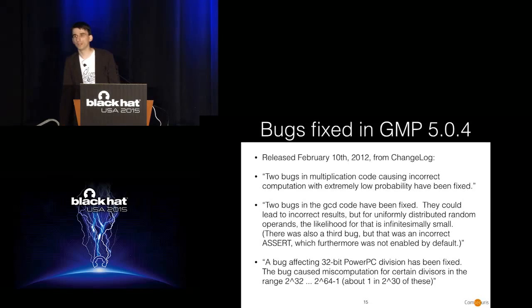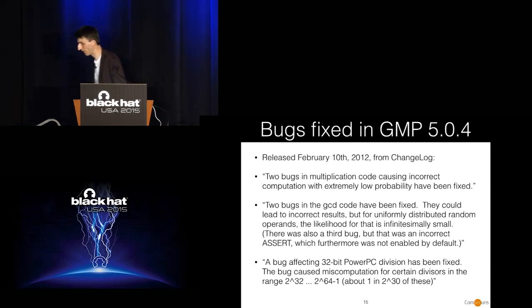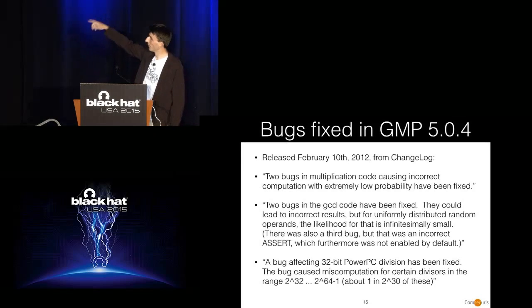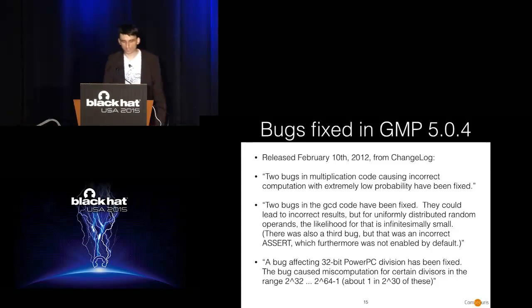The second implementation that we'll look at is GMP. This is an older one from 2012 that has interesting bug fixes. There are three different kinds here. We don't care too much about the PowerPC stuff, but it's interesting, although it's a niche these days. The first bug is, again, something multiplication related. It says two bugs in the multiplication code that cause an incorrect computation with extremely low probability, and two bugs in GCD, with a likelihood that is infinitesimally small, which is a very interesting wording for something where you calculate with concrete numbers.